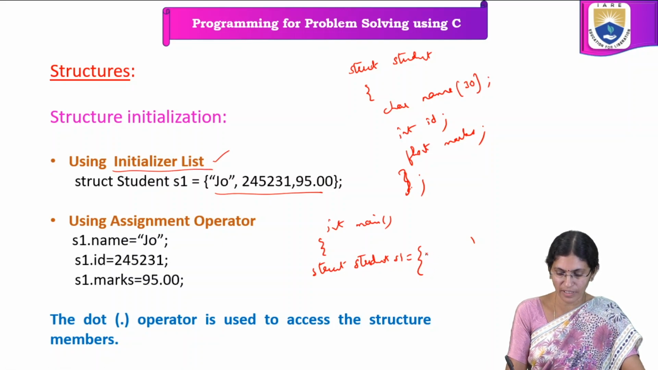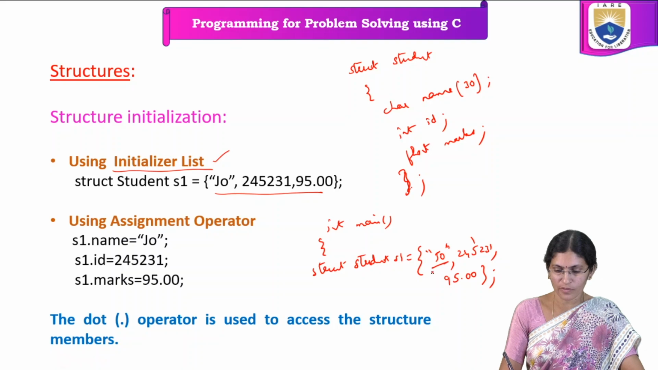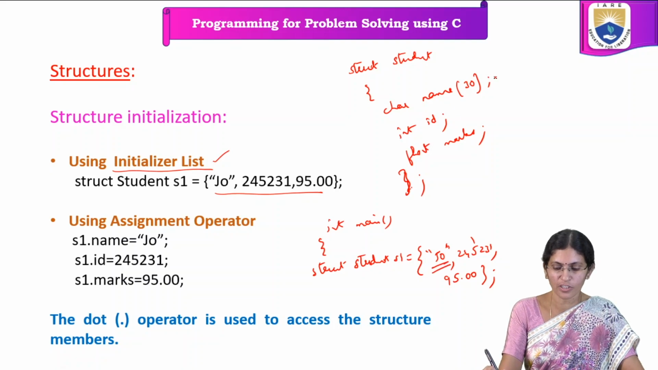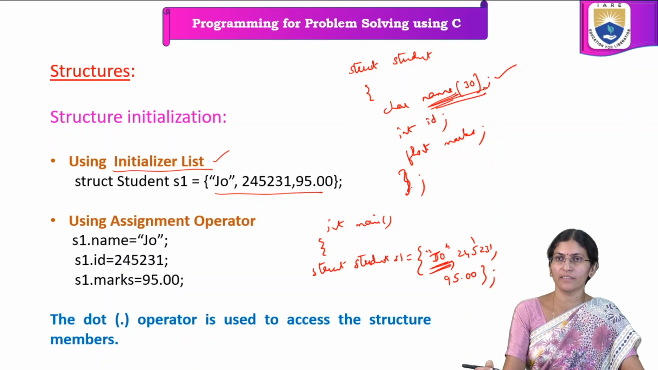So by using curly brackets, this is the first value corresponding to the first member, and this is the value corresponding to the second member, and this is the value corresponding to the third member. The first member is name, which belongs to character data type. So we have given character data, which is nothing but an array of characters. So this is a string here. Therefore we have to give the string value first.